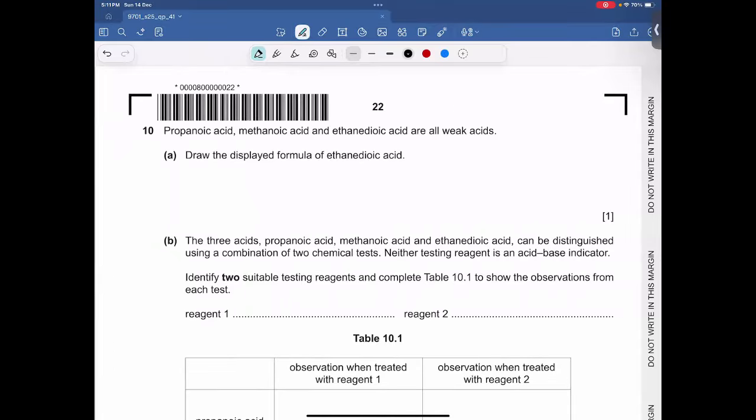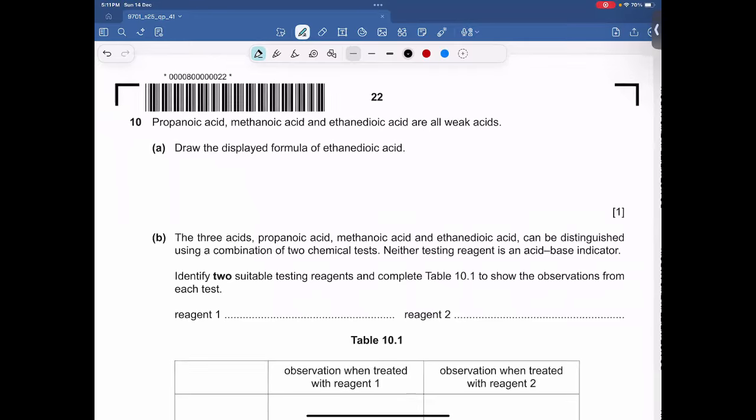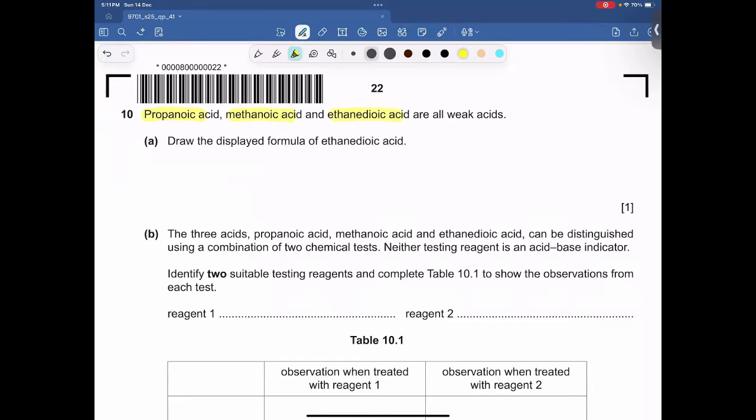Oh, that's another question, guys. Propanoic acid, methanoic acid, and ethane dioic acid are all weak acids. Draw the displayed formula of ethane dioic acid. By the way, we have done that in class. Ethane dioic acid is basically a carboxylic acid, and it is acting as a reducing agent also in redox reaction. For a displayed formula, we need to mention all the bonds and all the atoms, right? So this is OH, this is OH, okay?